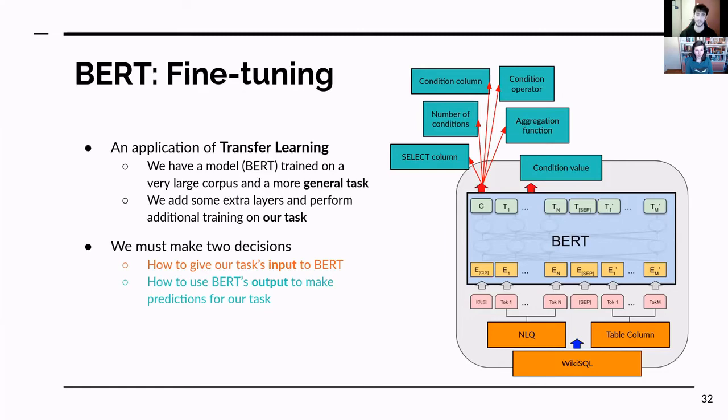And then we have to decide what to do with the output that BERT is going to give us. So for the WikiSQL task, we could decide that we're going to use the classification token to predict how many conditions we will have in the where clause, and so on. And we will see more about this example later on.